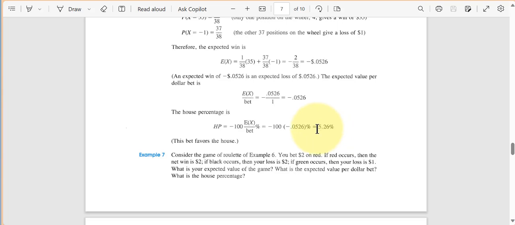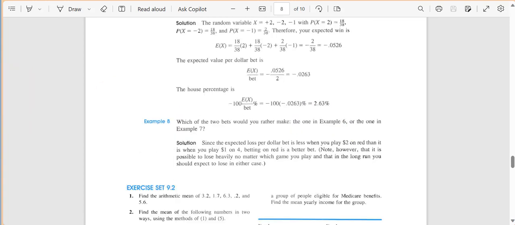So if you bet $1, the casino should expect to get about 5 cents. So for every dollar that you bet or anybody else bets on the roulette wheel, the casino will make 5 cents. If you bet $100, the casino should expect on average to make $5. So if many people are playing this, of course not every time the casino will win, but on average they'll get $5 per 100 that's bet. Okay, so that is the idea behind the expected value.